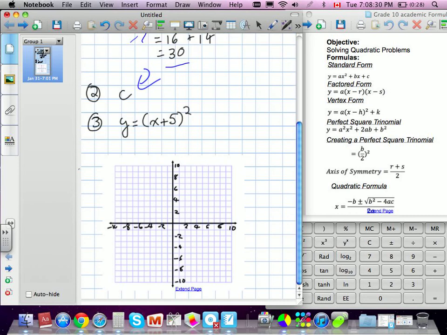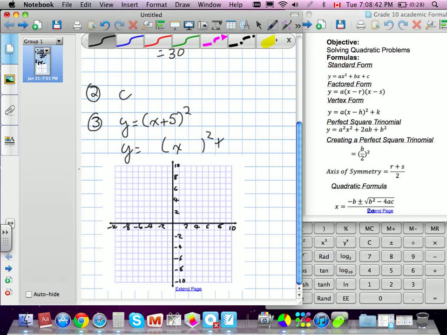Okay, y equals x plus 5. If you remember vertex form, y equals a times x minus h squared plus k, right? What is our a value in this one? 1, yeah, exactly, it's 1. Our h value? Yep, and our k value? Yeah, that's right, because there's nothing here, we just assume it's 0. So k deals with what?